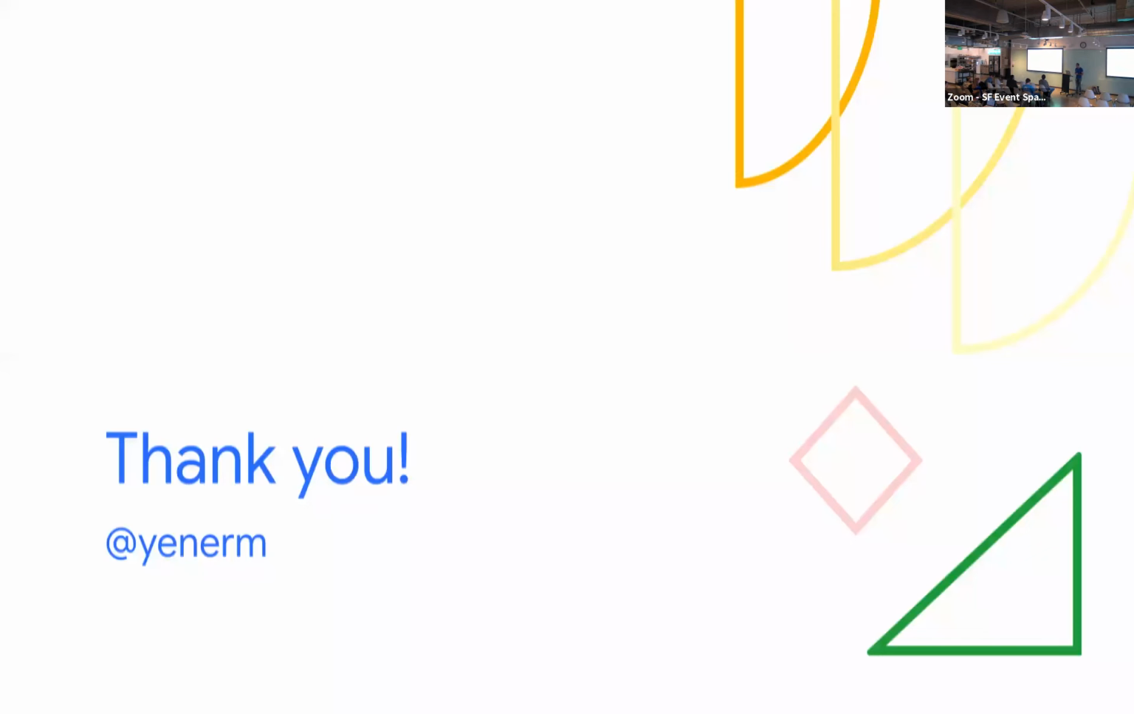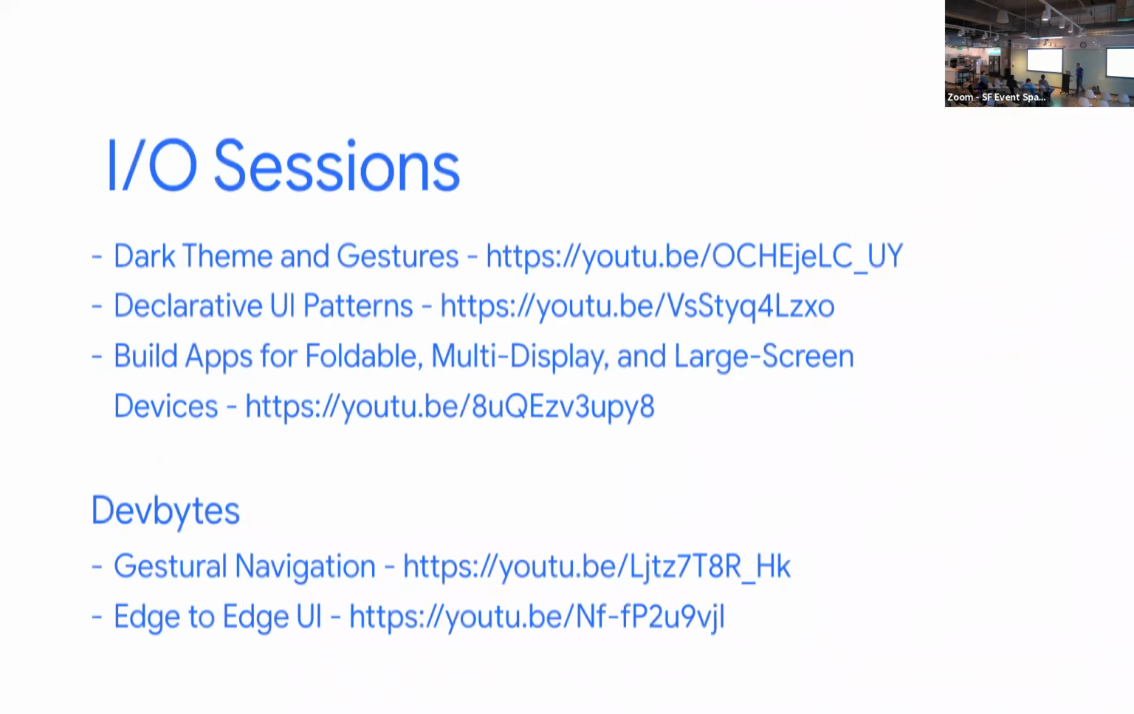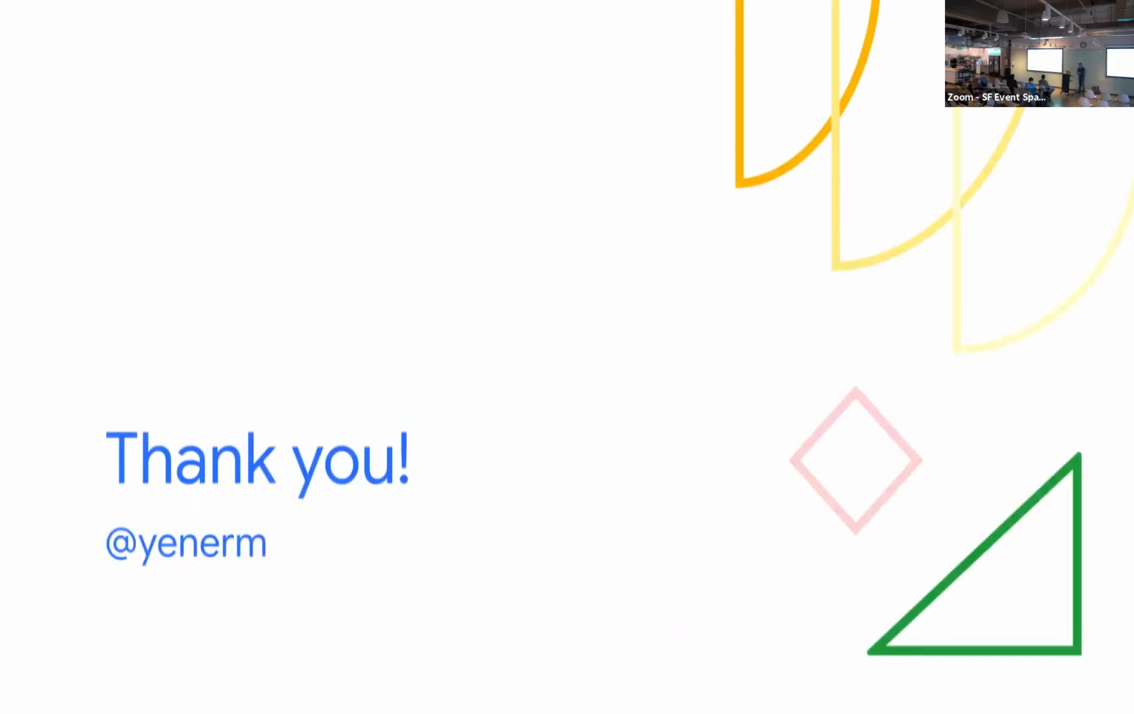With that, I'll show you the slide I promised for all the content in my talk. So for Dark Theme and gestures, there's a Google I/O talk. Similarly, for Jetpack Compose, the declarative UI patterns talk covers it in much more detail than I had in my slides. For foldables, you can go out and check Build Apps for Foldable, Multi-Display, and Large Screen Devices. And there are also two dev bytes for gestural navigation. And with that, I can answer any questions, and you can ping me anytime.